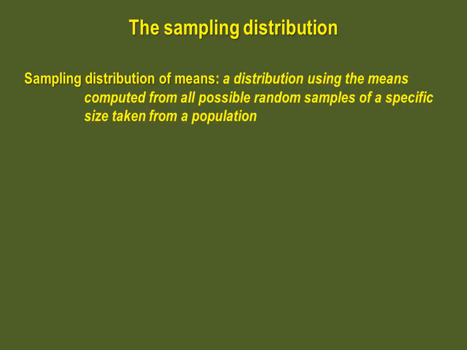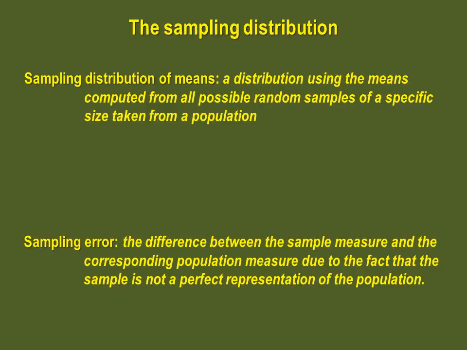Note that you can have a sampling distribution of any statistic, may it be the standard deviation or a chi-square or anything else you can calculate. Going back to our sampling distribution of means of popcorn sizes, we can notice how our means are not actually equal and can be slightly different than the population mean. These differences are due to the sampling error. And the sampling error is the difference between the sample measure and the corresponding population measure due to the fact that the sample is not a perfect representation of the population.